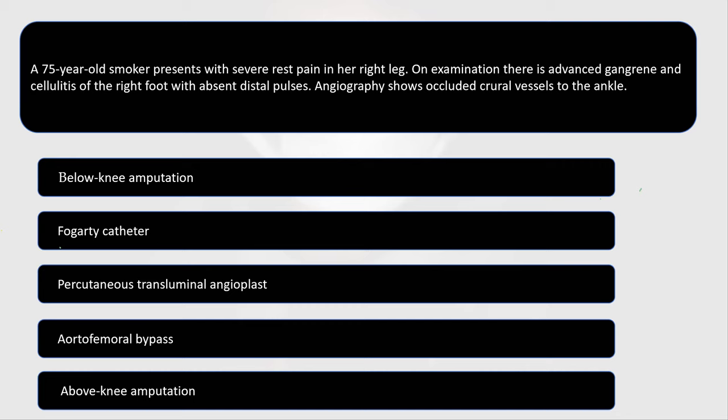So I think it would be a below knee amputation because it sounds like an infrapopliteal occlusion with gangrene, cellulitis, and absent distal pulses, and there's a severe occlusion at the ankle. Very respectful thinking, yes. So I think it would be a below knee amputation. Very nice.